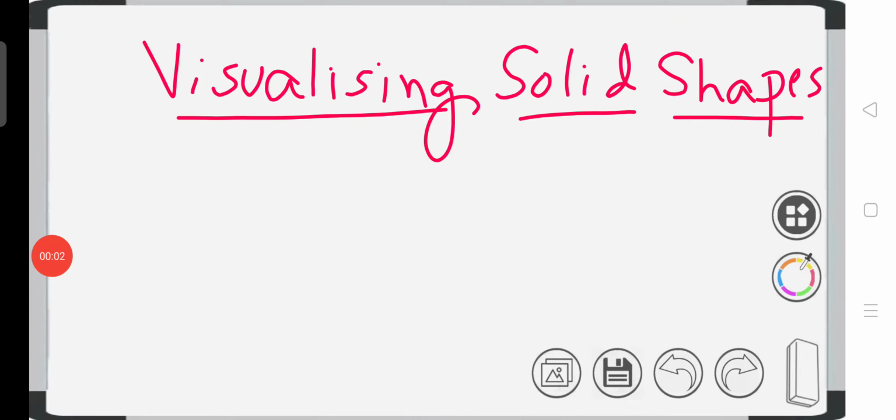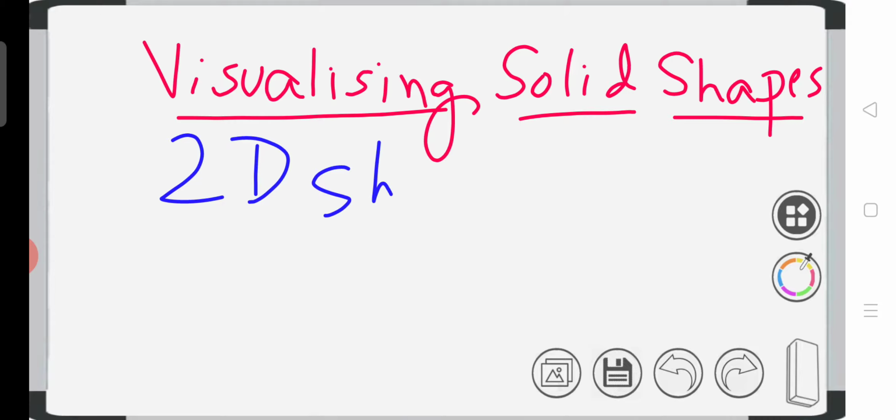Good morning, children. Today we are going to start a new chapter, that is visualizing solid shapes. All of you know about three-dimensional shapes and two-dimensional shapes. Let us revise it once again. You know that in two-dimensional, or you can say 2D shapes, those figures which have only length and breadth come under this category of 2D shapes.